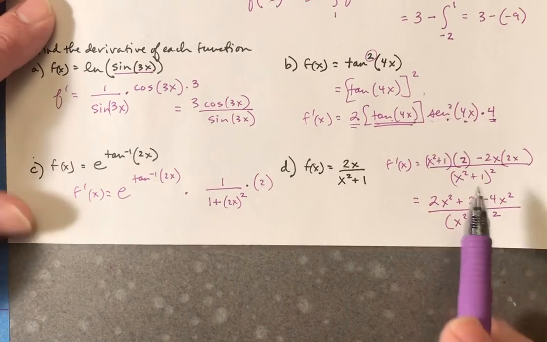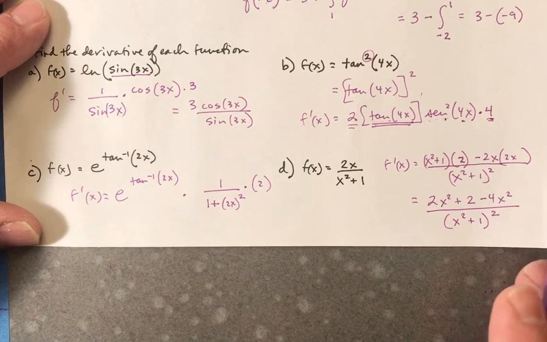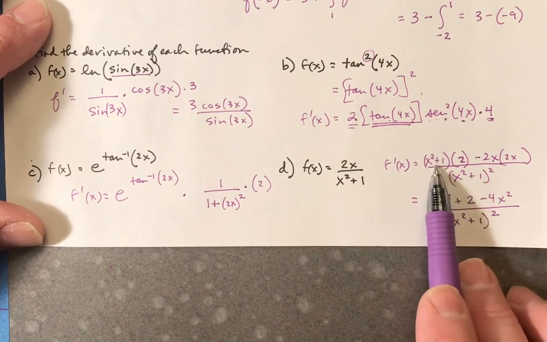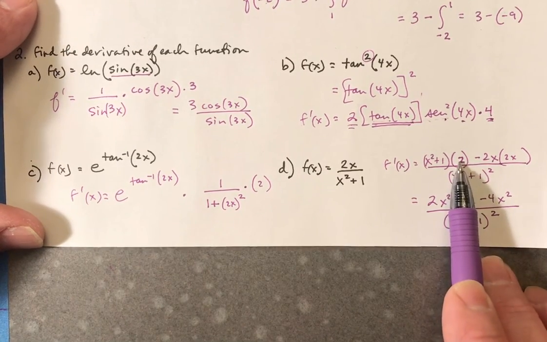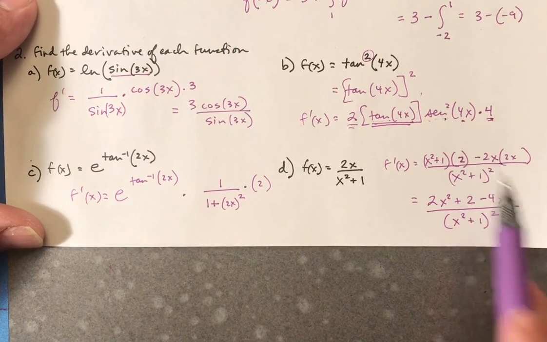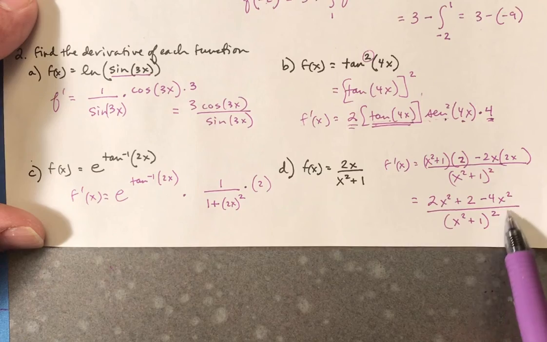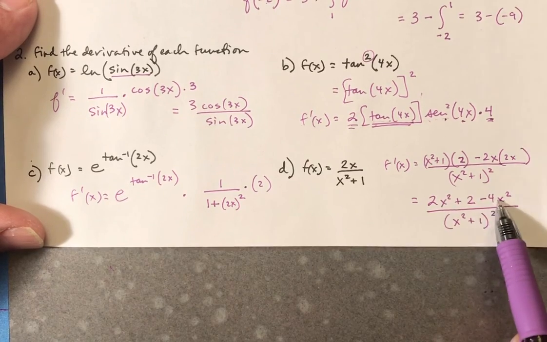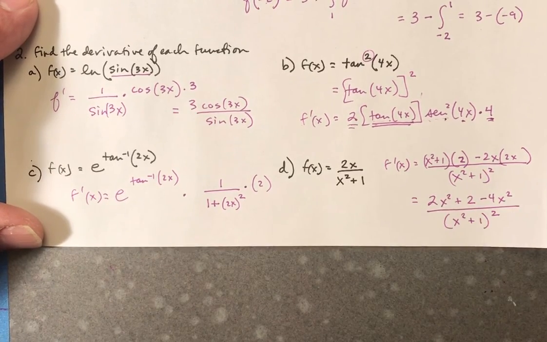And then in part D, I'm going to use the quotient rule. And so we have the denominator, derivative of the numerator, minus numerator, derivative of the denominator, all over the denominator squared. Now if I wanted to simplify this a little bit more, this would be negative 2x squared plus 2.